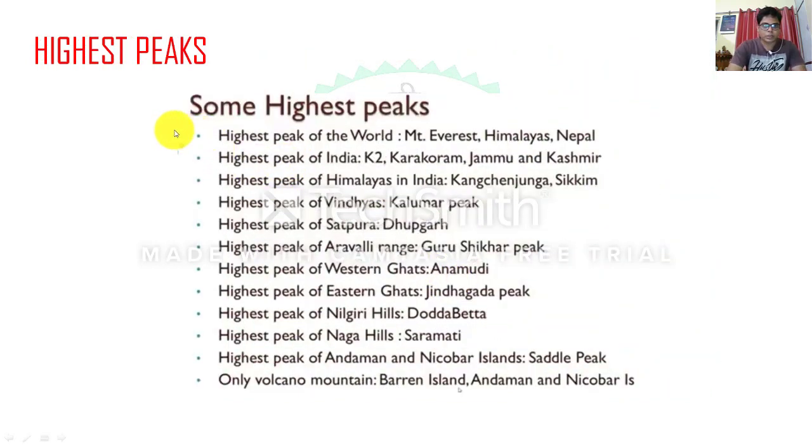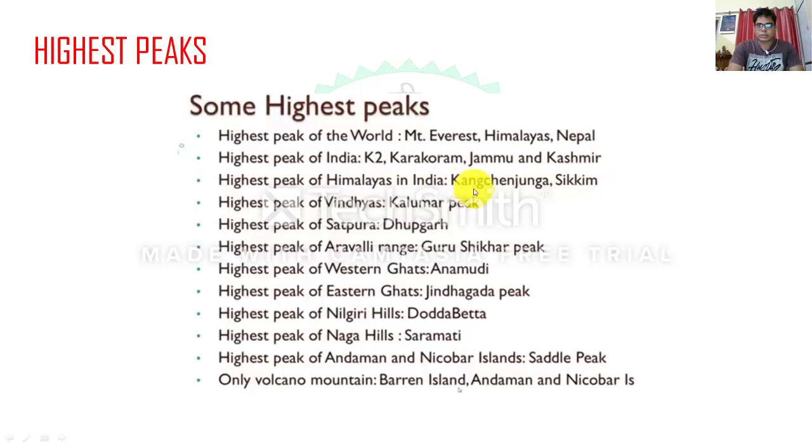Okay, next come to another topic, the highest peak according to their mountain ranges. If you check, the highest peak of the world is Mount Everest, in the Himalayas of Nepal. And before POK or the Line of Control, K2 was considered the highest peak of India, but nowadays it is considered part of the Karakoram range, K2 in the Karakoram range, and it is located in Jammu and Kashmir.